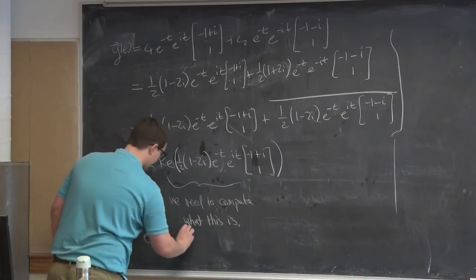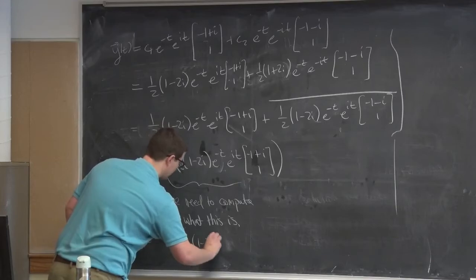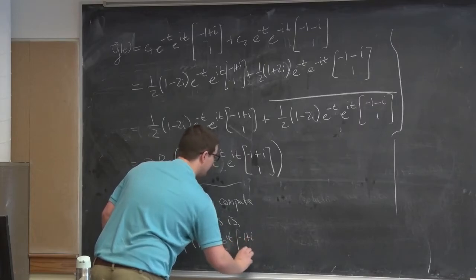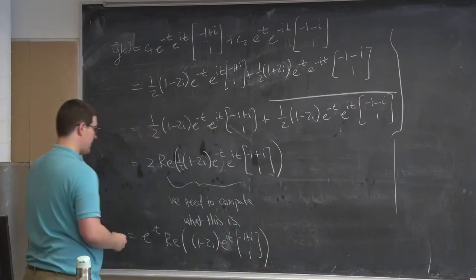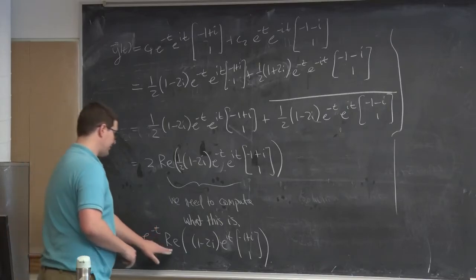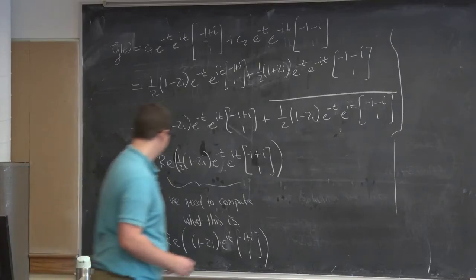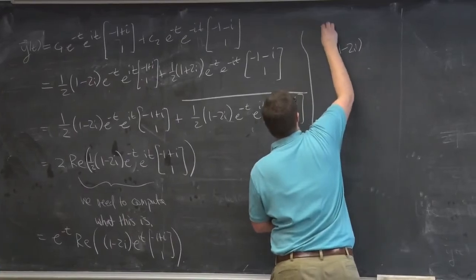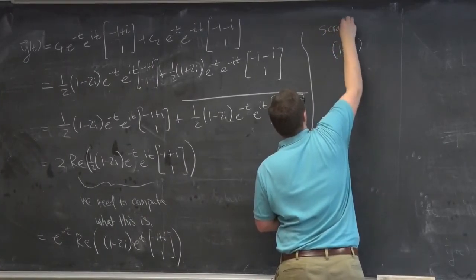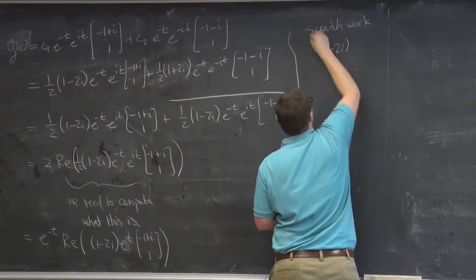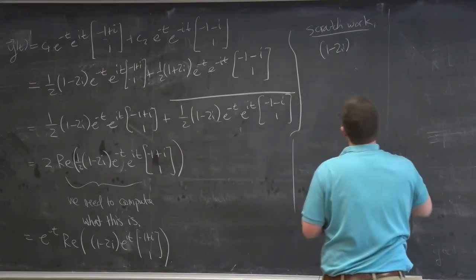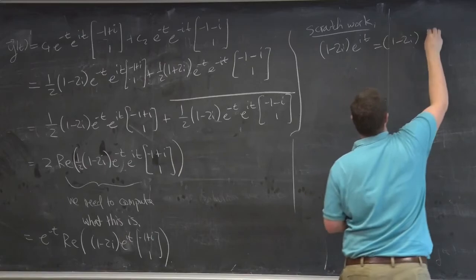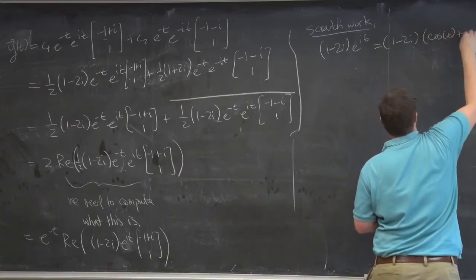All right, and so this part here is the real part of 1 minus 2i, e to the it, and then we have minus 1 plus i, 1. Okay, so let's compute out what this is. Okay, so the halves went away, and I pulled out the e to the t. Okay, so 1 minus 2i, so this is like scratch work, I guess. So let's compute what this thing is, e to the it. And we're really only cared about the real part of this thing. So this is cosine t plus i sine t.